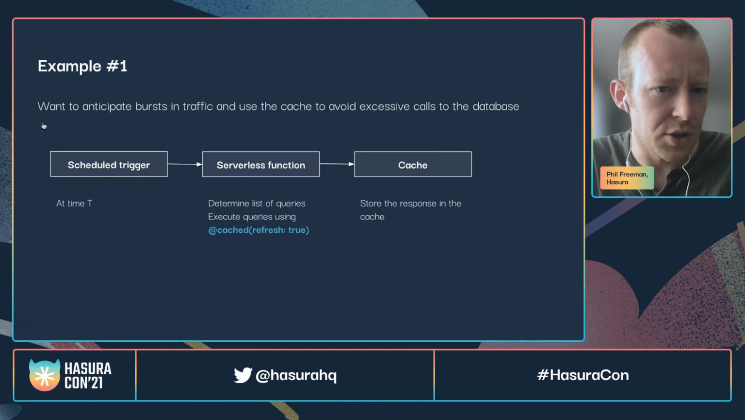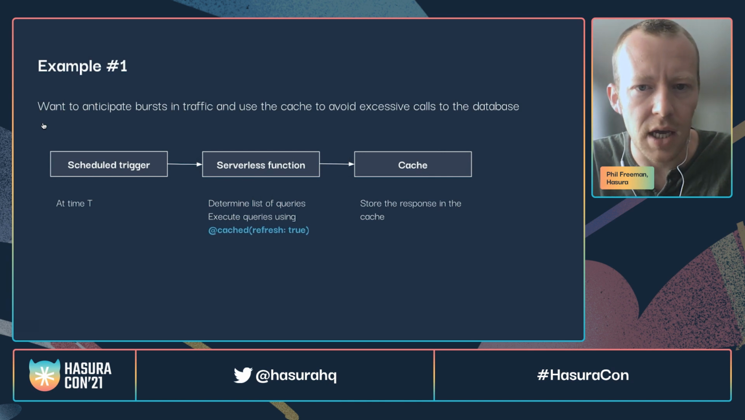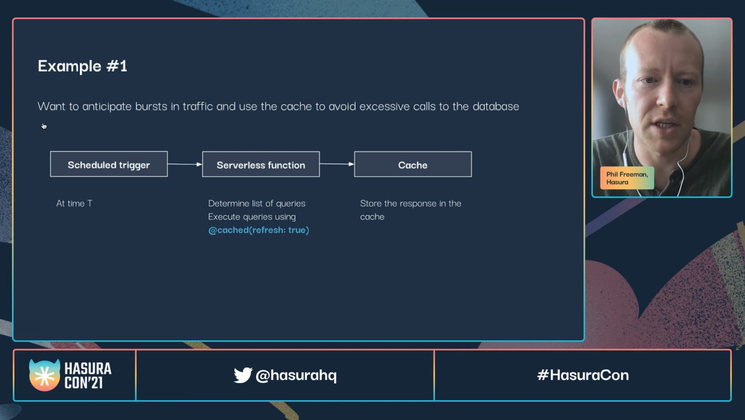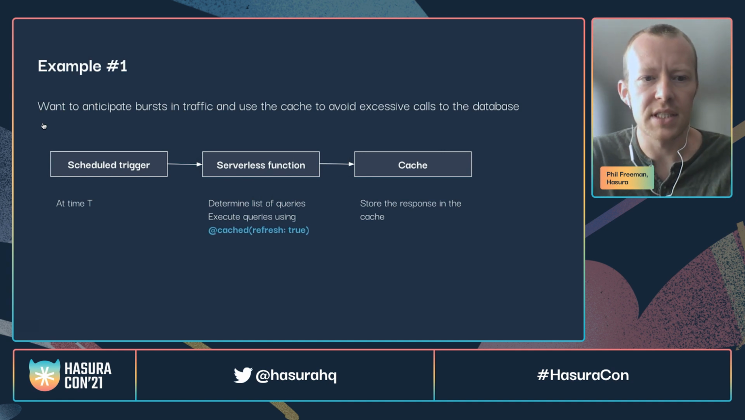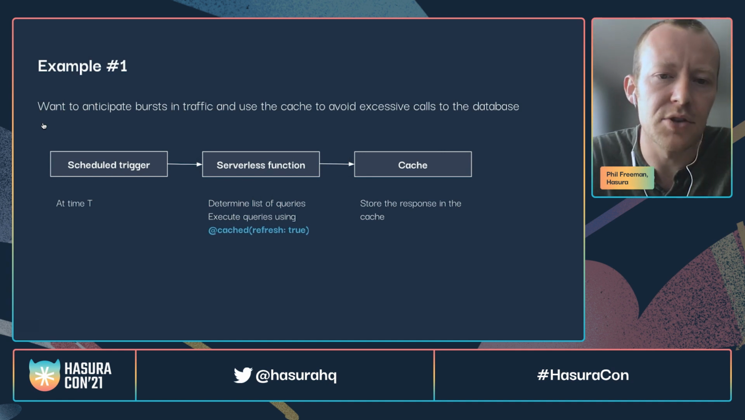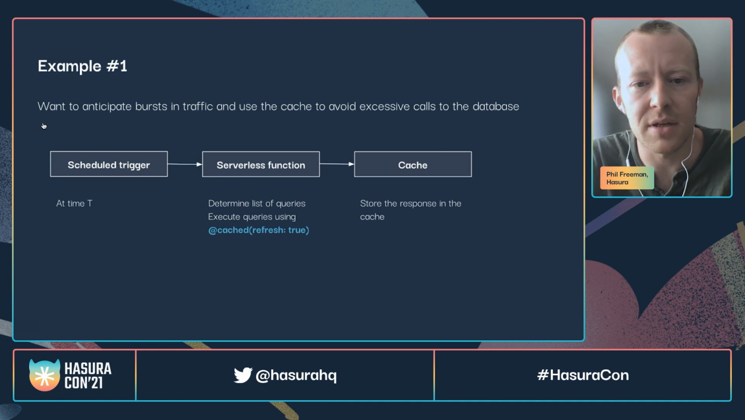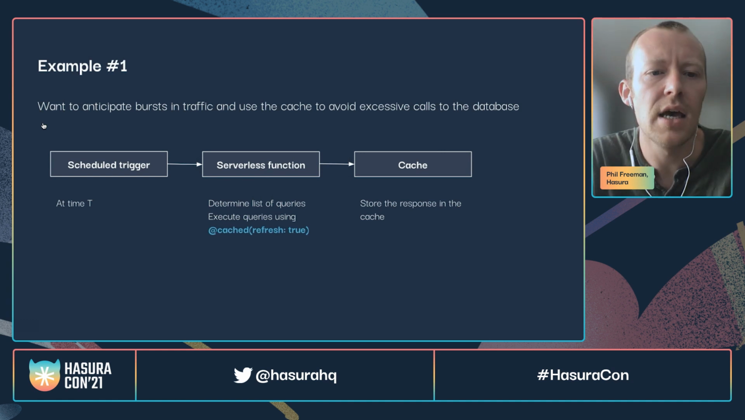We also want to make sure, when we do that, to set the refresh option, so that the data is getting refreshed in the cache and is as fresh as possible. The queries are going to come back into Hasura, and the responses go into the cache, ready for when the burst in traffic happens. Then hopefully, during the burst, a majority of that traffic ends up being served by the cache instead of going to the database.